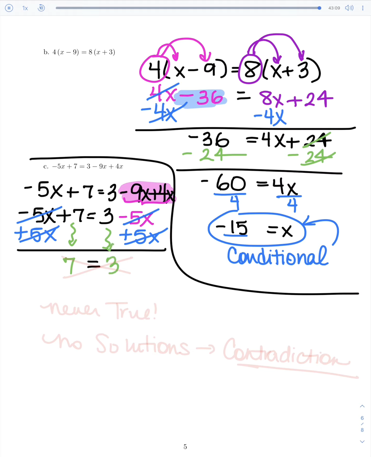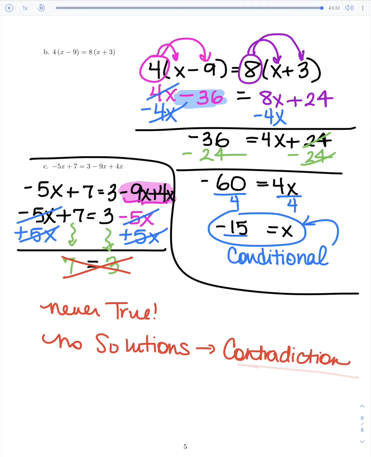Problem. 7 is never going to equal 3. So this equation is never going to be true for any values. That means that there are going to be no solutions. Well, there's only one type of equation that has no solutions, and that's called a contradiction. And that's it. That's our final answer.